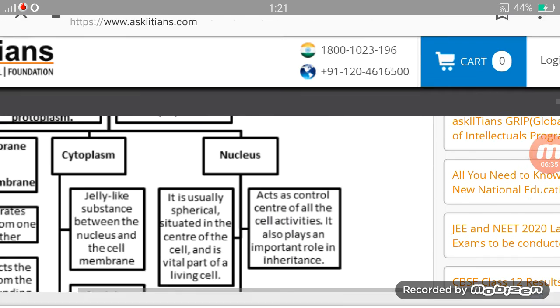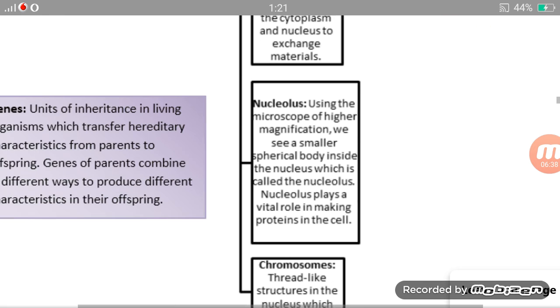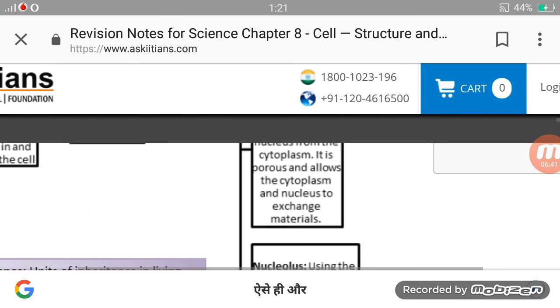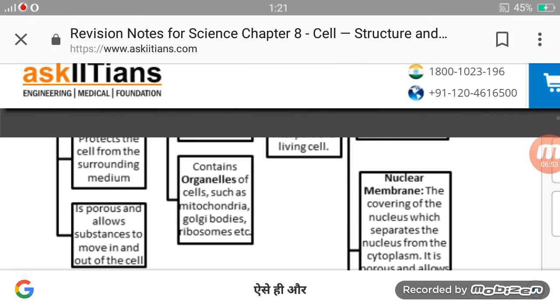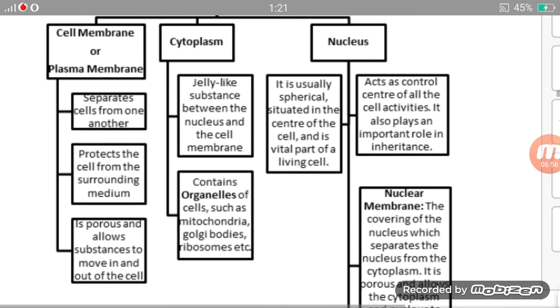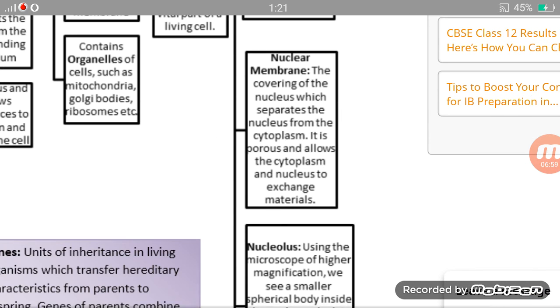So the nucleus has three parts: nuclear membrane, nucleolus, and chromosomes. Firstly we'll study about the nuclear membrane. Nuclear membrane is the covering of the nucleus which separates the nucleus from the cytoplasm. About the cytoplasm we have already covered. It is porous and allows the cytoplasm and nucleus to exchange materials or molecules. Once again, nuclear membrane is the covering of the nucleus which separates the nucleus from the cytoplasm. It is porous and allows the cytoplasm and nucleus to exchange materials or molecules.